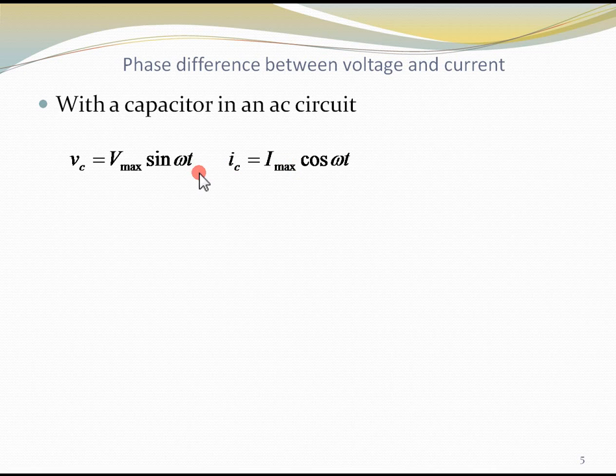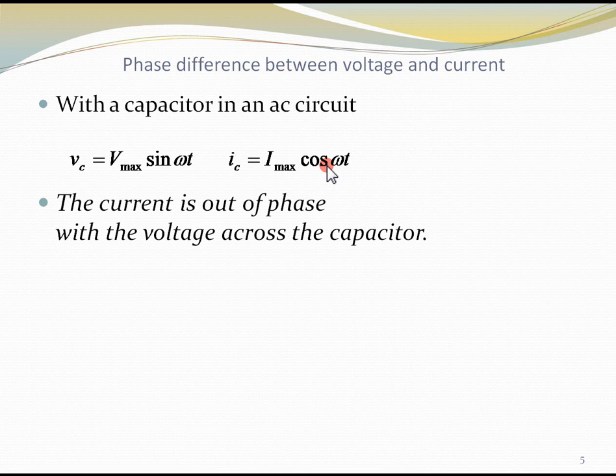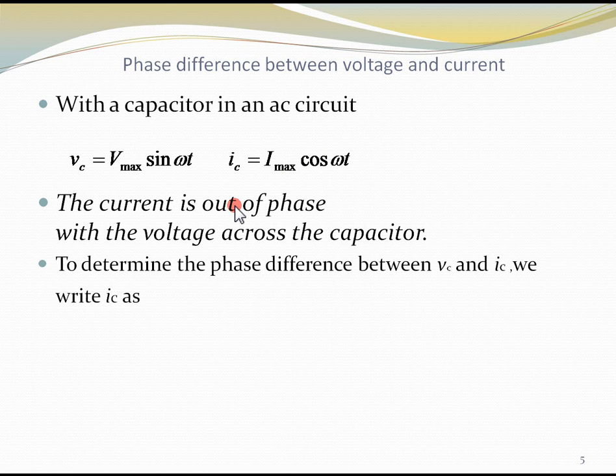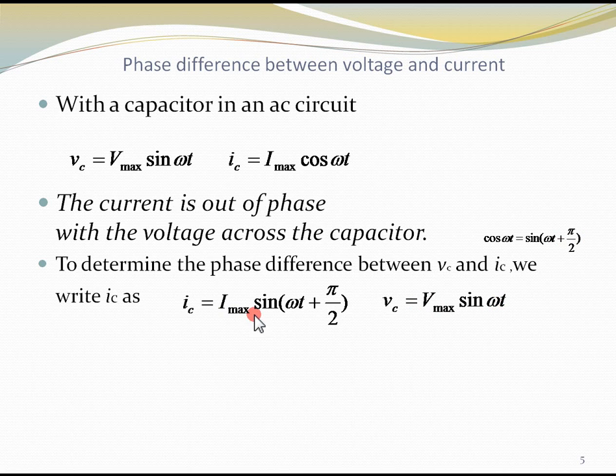These two expressions are differently expressed, this one in terms of sine and this one in terms of cosine. Therefore, this voltage and current are not in step. We say they are out of phase. To determine the phase difference between VC and IC, we write this expression I max cos omega t as I max sine omega t plus pi over 2, because cos omega t means sine omega t plus pi over 2. Therefore, the voltage is V max sine omega t and the current is I max times sine omega t plus pi over 2. They are not in step. They are out of phase.